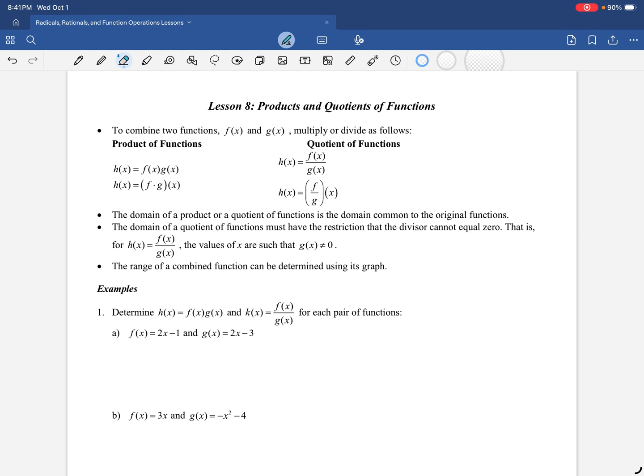Over there with the quotient of functions, same thing. We can produce function h of x as a division, so f of x divided by g of x. Again, we can have that denoted as f divided by g of x. Okay, what's special about this?